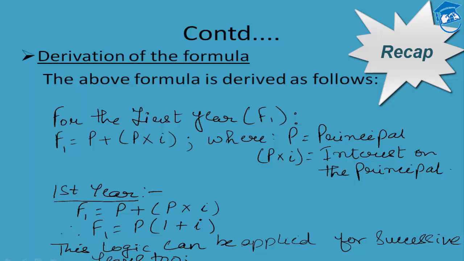N is equal to 1. We do not usually show the power of 1 or a power of 0 over there. It is understood that when P into 1 plus I has been raised to 1 year, when the future n is only restricted for 1 year. Therefore, F1 is equal to P within bracket 1 plus I.